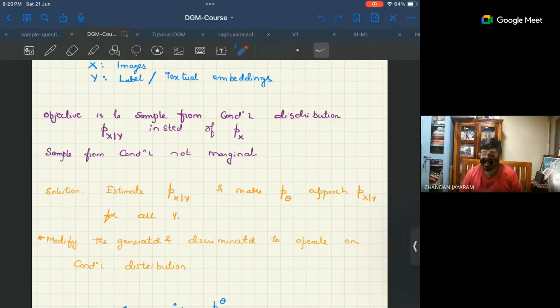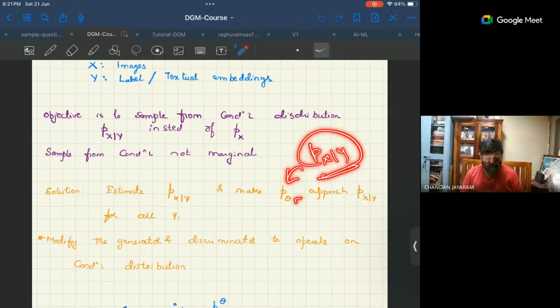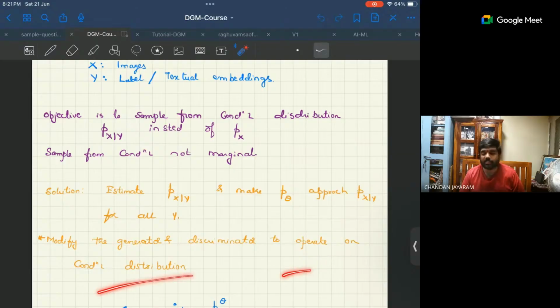Okay. So now what we used to do was to see that P of x and P theta, we want them to be closer. Now rather than that, I want P of x given y to be closer to P theta, not only for one y, for all y actually. That is the idea. Now modify the generator and discriminator to operate on conditional distribution.